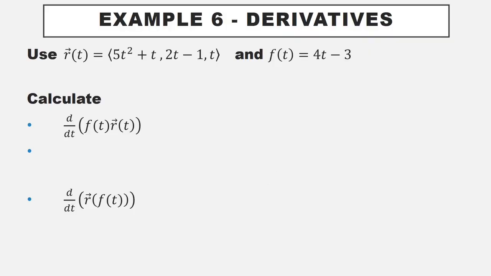Once we do that, so that I don't have to go back to this slide, let's take that same R and let's have real valued function f of t be 4t minus 3. And let's calculate the derivative of the product of f of t and r of t, and the derivative of r of f of t. So that's the composition of R with f of t. So we'll do all of those things, and then we'll turn back to our notes.